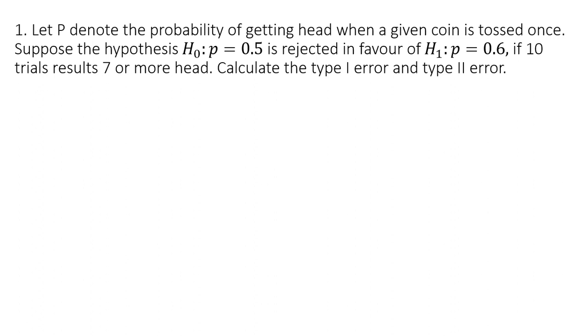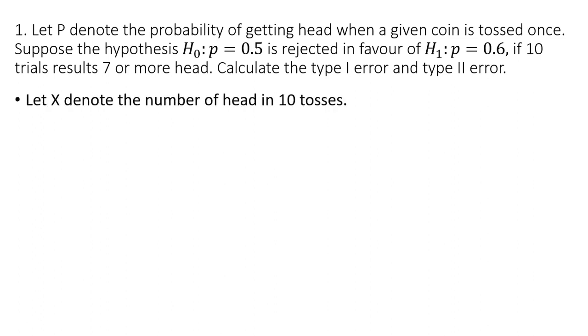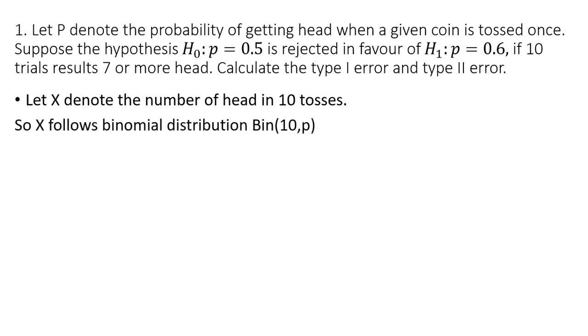First of all, let me clear the problem. Suppose the hypothesis H0 is rejected in favor of H1 if 10 trials result in 7 or more heads. Calculate the type 1 error and type 2 error. So x denotes the number of heads in 10 tosses. A coin has been tossed 10 times and x is the number of heads. Can you remember what is the distribution? It is binomial. X follows binomial 10 comma p.